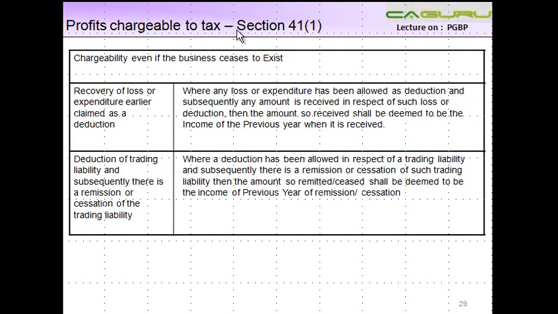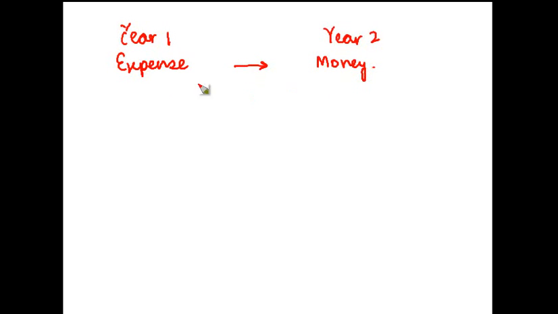Profits chargeable to tax, section 41, subsection 1. Now, what can happen is that in some cases, you might claim a deduction for an expense, okay? And subsequently, let's say you claim an expense in year 1, and in year 2, you get some money in respect of such expense.